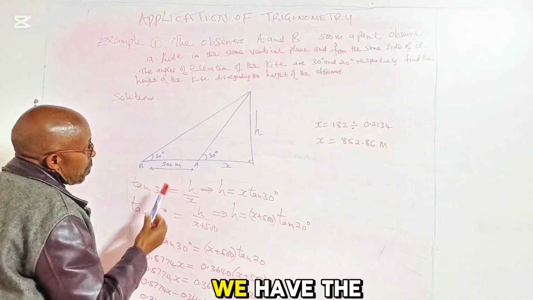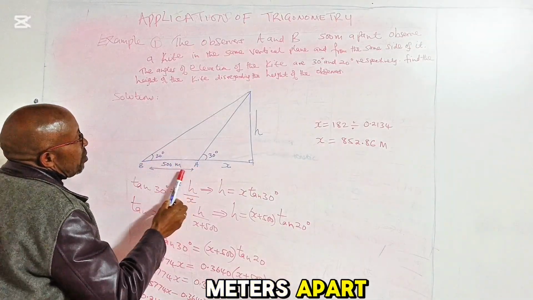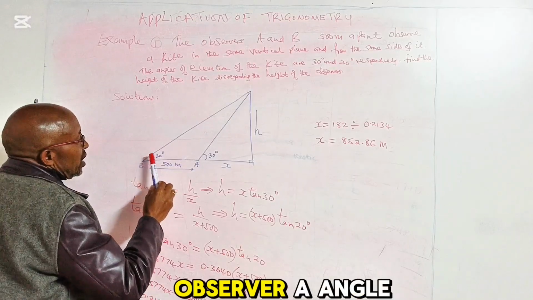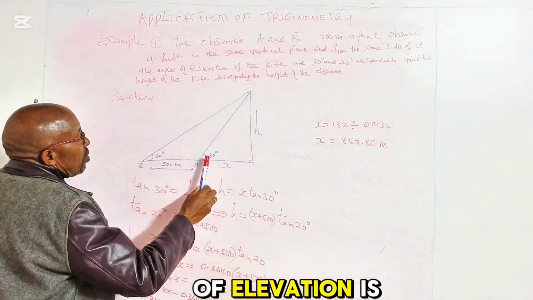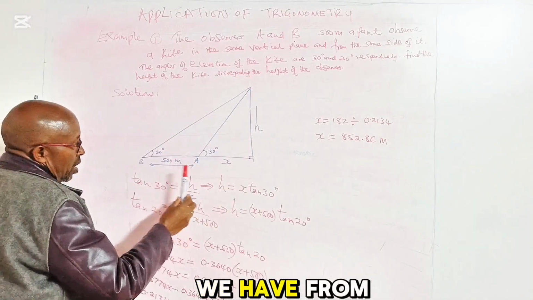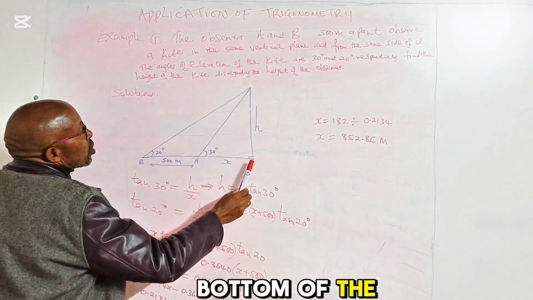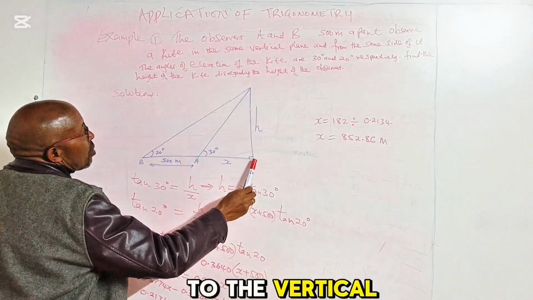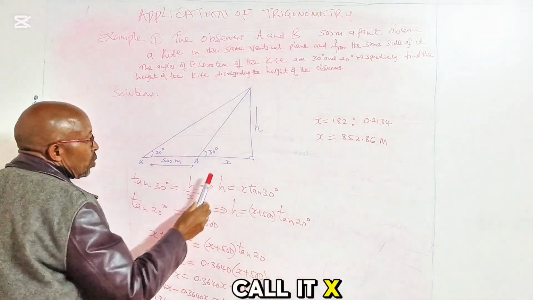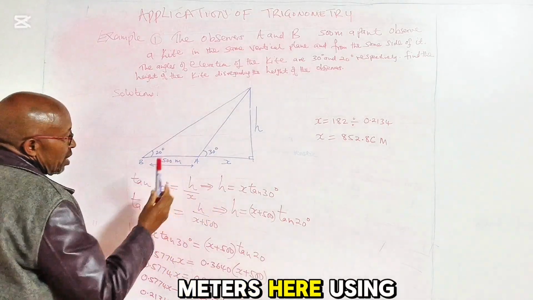We have the observer B and observer A. They are 500 meters apart. Observer B, angle of elevation is 20 degrees. Observer A, angle of elevation is 30 degrees. We want to get this height of the kite. From A to the bottom of the vertical height, that distance is unknown, so we call it x meters. We have 500 meters here.